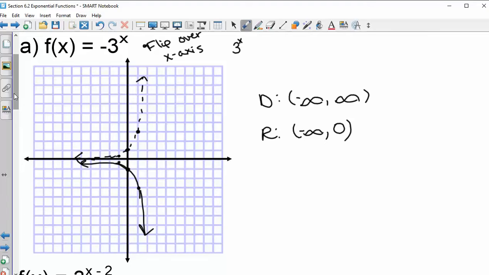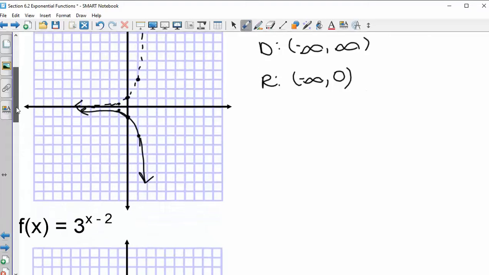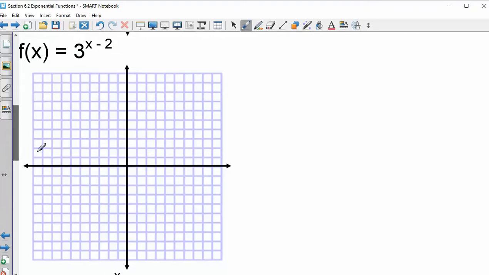I'm going to do a couple more with the same parent function. So now I want to do 3 to the x minus 2. So again, my parent function is just that 3 to the x. If you put in -1, you get 1/3. If you put in a 0, you get 1. Put in 1, you get 3.